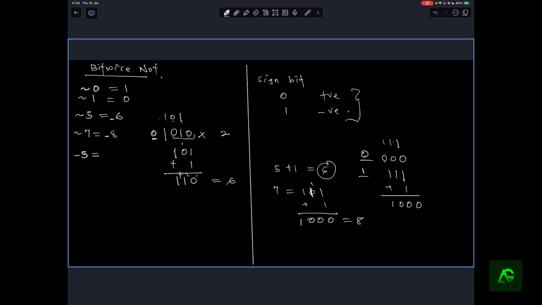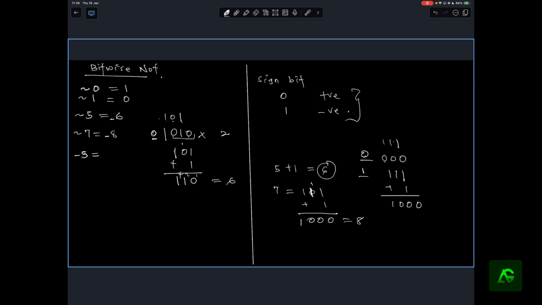Initially, we agreed that the answer to the negation of 5 is 6. Now you're saying no, it will be negative. I said that if you are looking at the negation of a positive value, it will result in a negative value. So there is a sign bit.